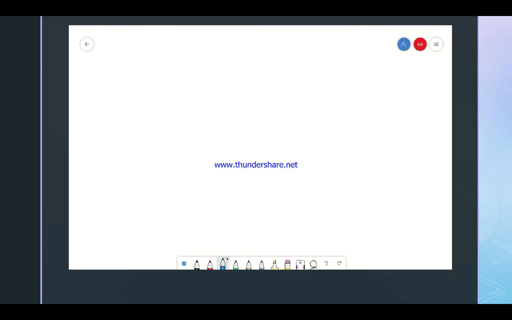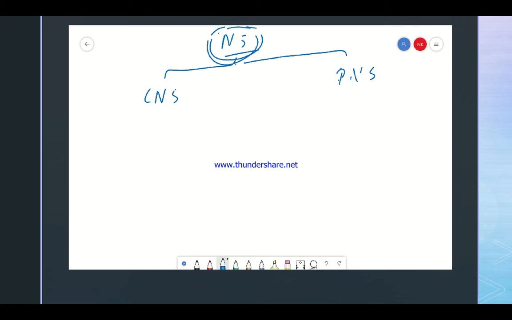right here. So we have nervous system, and nervous system is divided into two: central nervous system and peripheral nervous system. So how the central nervous system and peripheral nervous system are distinguished from each other functionally? So basically nervous system does what? It receives information, integrates it and produces a change.